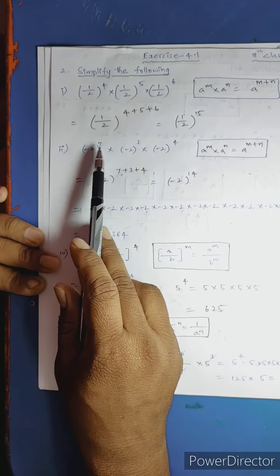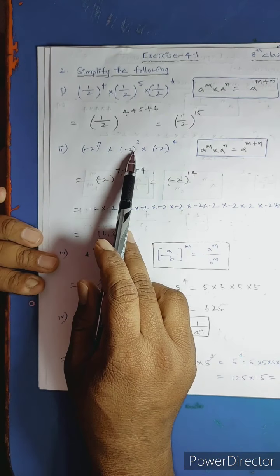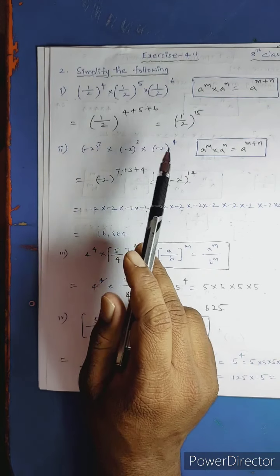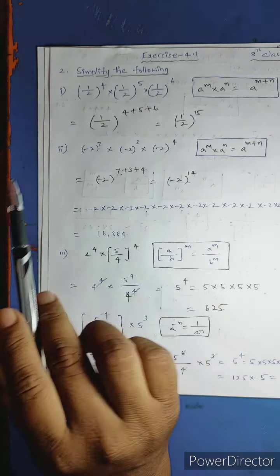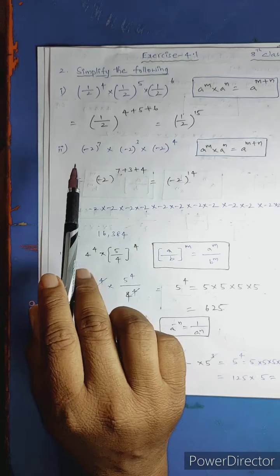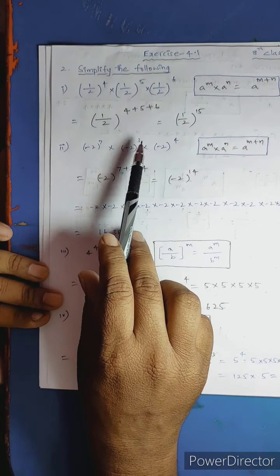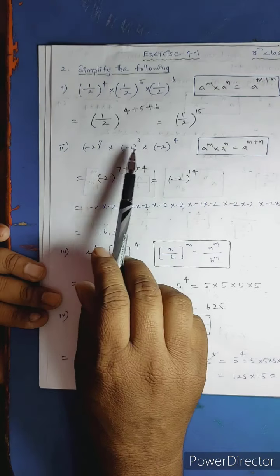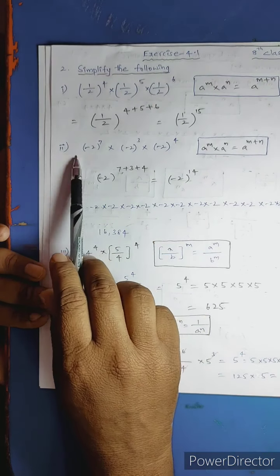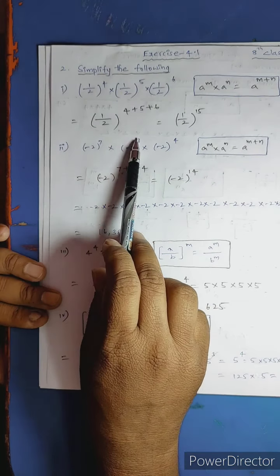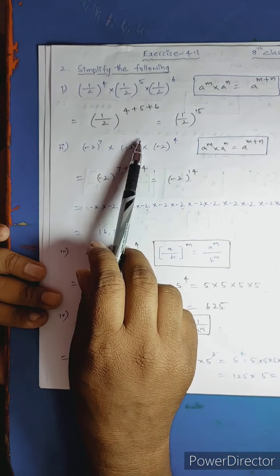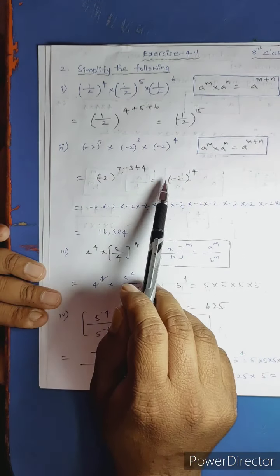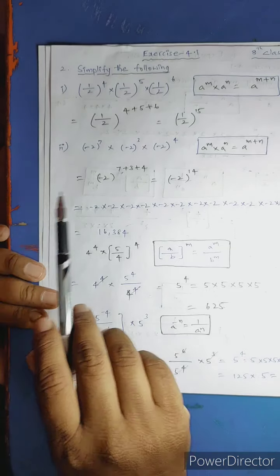Then minus 2 whole power of 7 times, minus 2 whole power of 3 times, minus 2 whole power of 4 times. Minus 2 whole cube, or minus 2 power of 3. Here also all bases are the same, they are in multiplication, so we can add the exponents. 7 plus 3 is 10, 10 and 4 is 14, minus 2 whole power of 14.